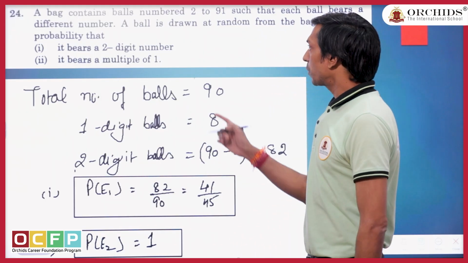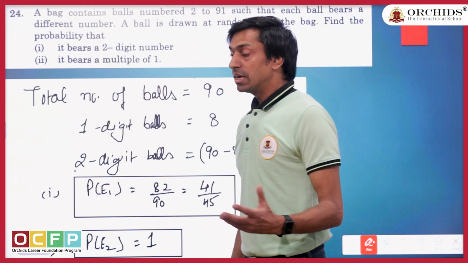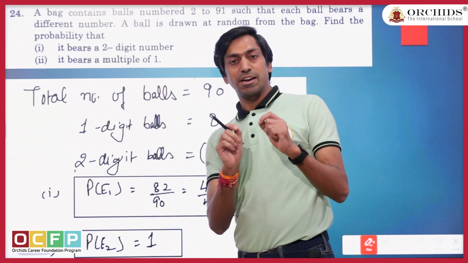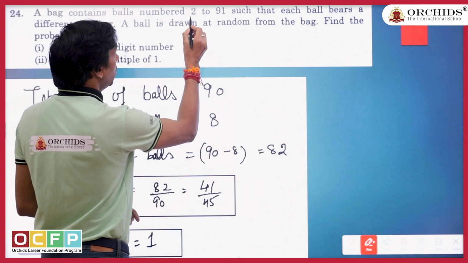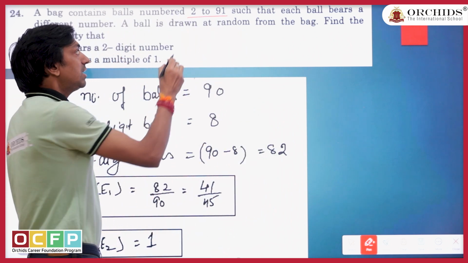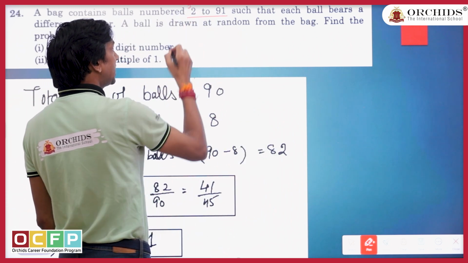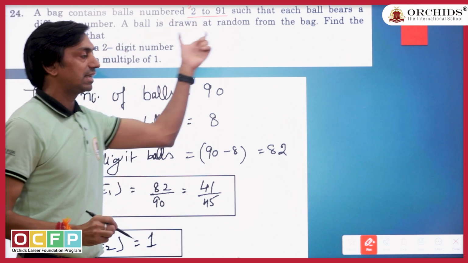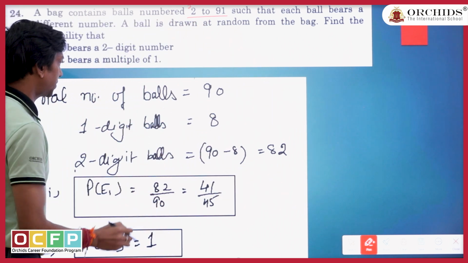Now, the next problem is probability question number 24. In this question, you have to be a little careful because the numbers are not all given. Continuous numbers 2 to 9 are given, and 1 is missing there. So if I check, the total number of balls inside the bag, as per the question, is how many?